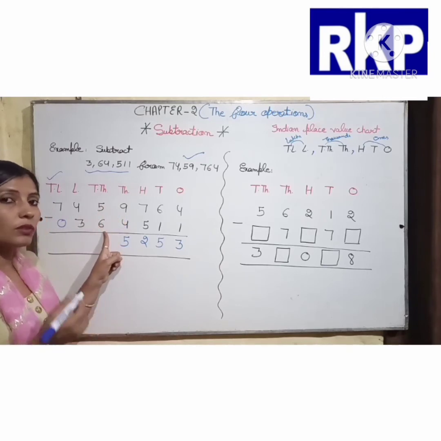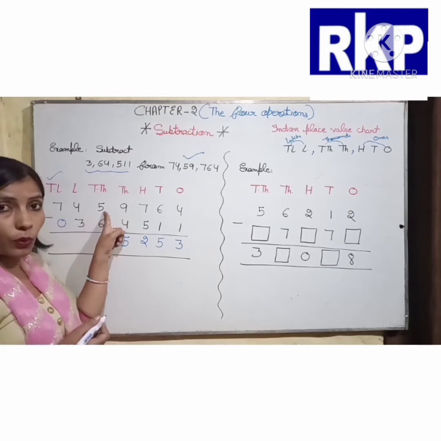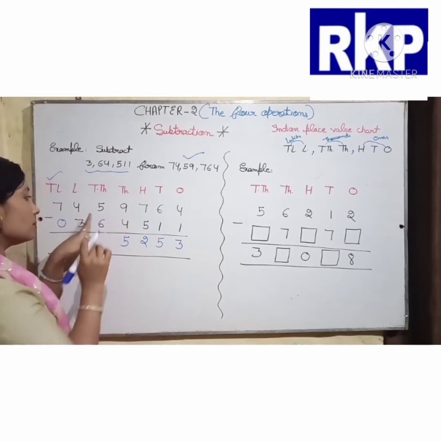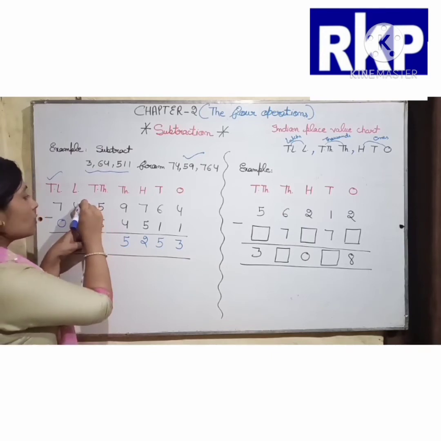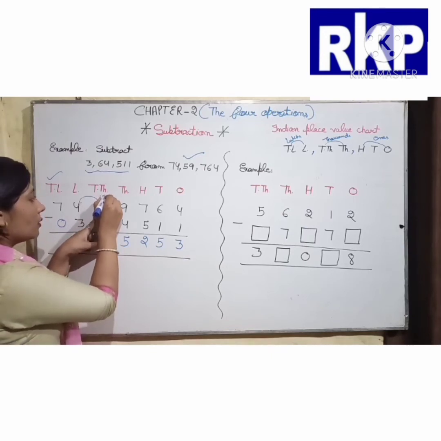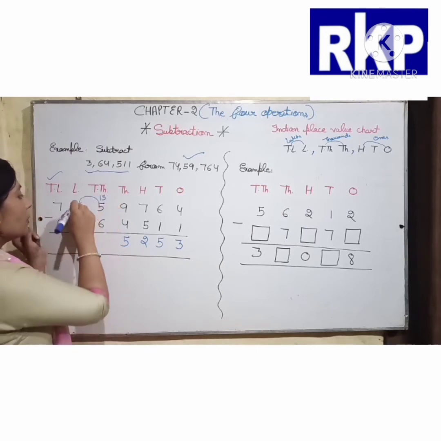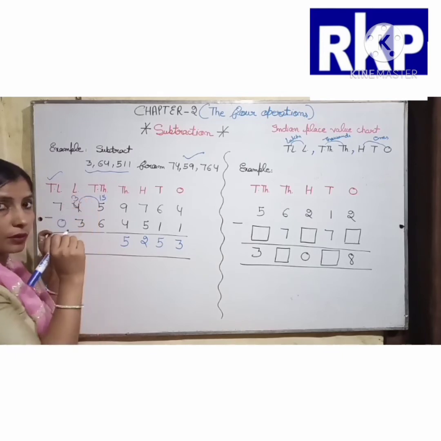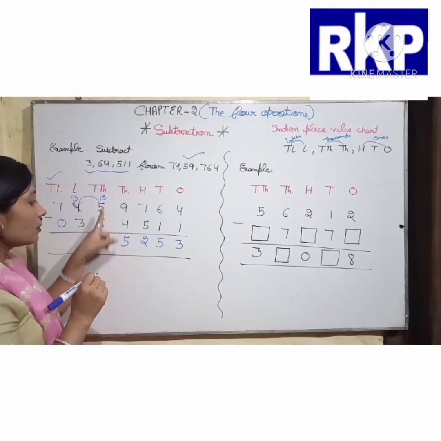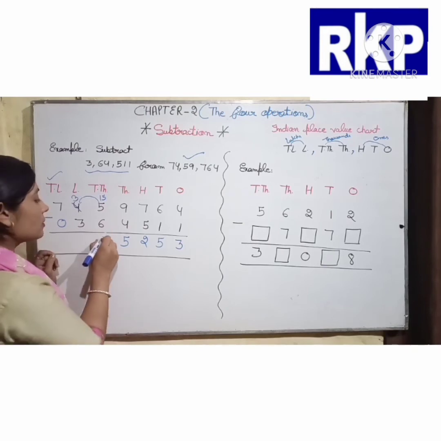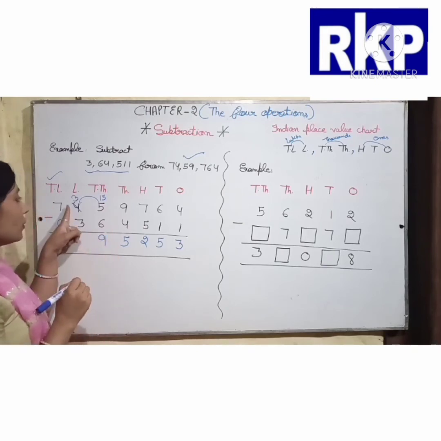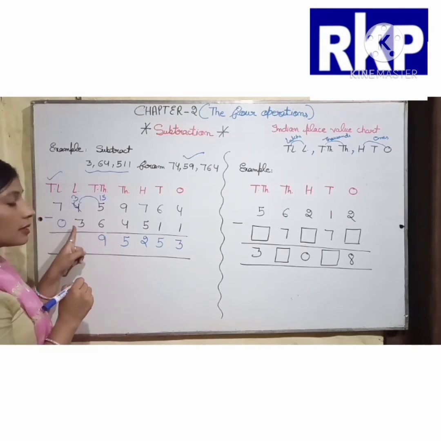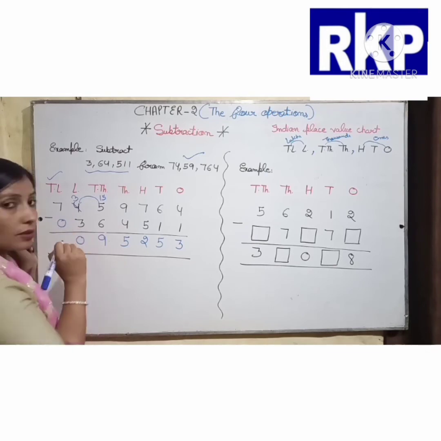Okay. So what we will do beta? Here we need borrow. Okay. So 5 will borrow from 4. Okay. So here will become 15 and here becomes 3. Okay. 15 minus 6 will give us 9. Now here we have 3 and 3 minus 3 will be 0.